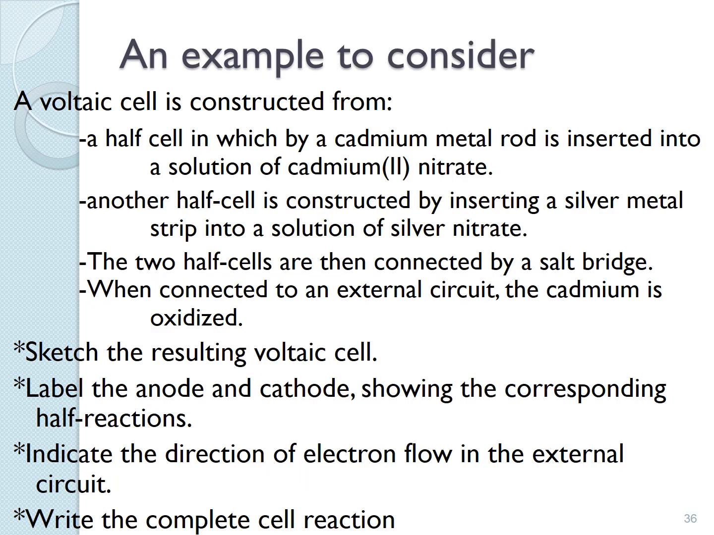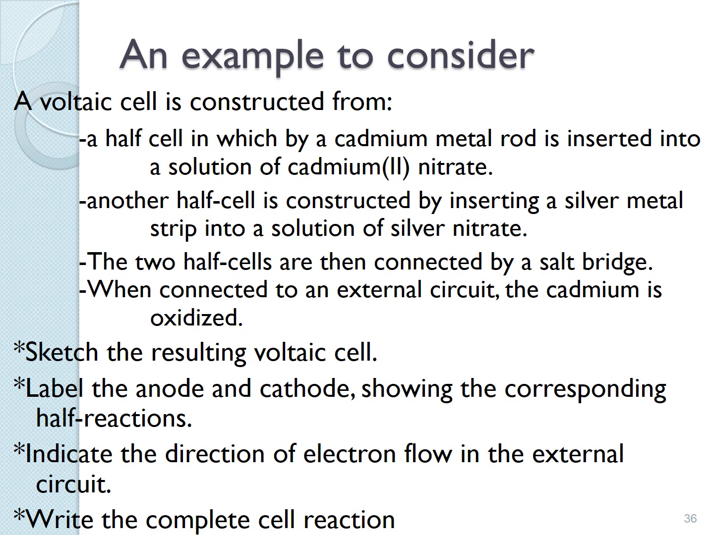So let's look at an example. A voltaic cell is constructed from a half cell in which cadmium metal is inserted into a solution of cadmium nitrate, so a cadmium 2+ ion is present. The nitrate is just kind of extraneous. Then we have another half cell constructed by inserting a silver metal strip into a solution of silver nitrate. So we have silver 1+ ion. Then we take the two half cells and connect them by a salt bridge. And then we connect them to an external circuit, and the cadmium is oxidized.